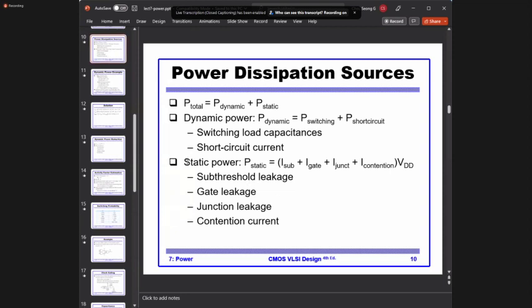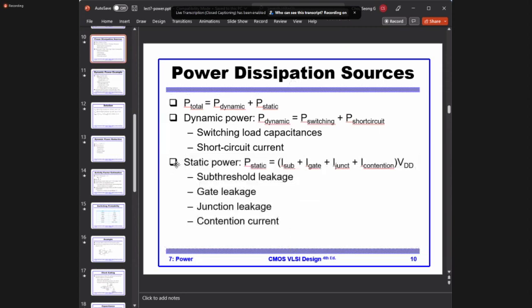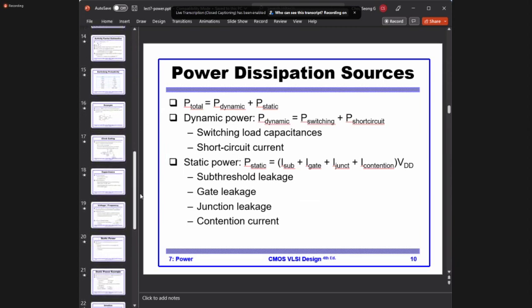Yeah, here you go. Here's static power in a nutshell. There's subthreshold leakage, gate leakage, junction leakage, contention current. These are the main things that we have on this list. Given a technology, we'll have different lists. But given each one of these components, you should be able to just add things up if you're asked to.